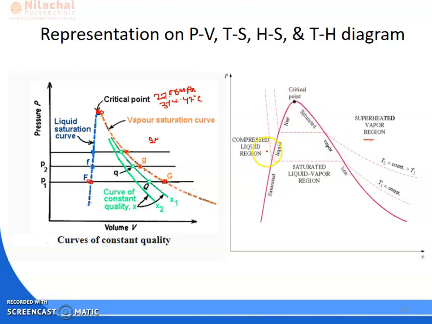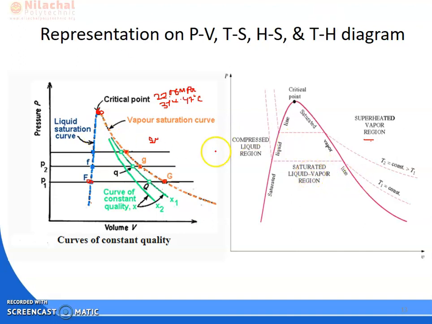liquid line. The left hand side of the saturated liquid line is known as your compressed liquid region, or you can say subcooled region. Between these two curves, this area is known as your wet steam region. Saturated liquid and vapor are both present, meaning wet steam region.